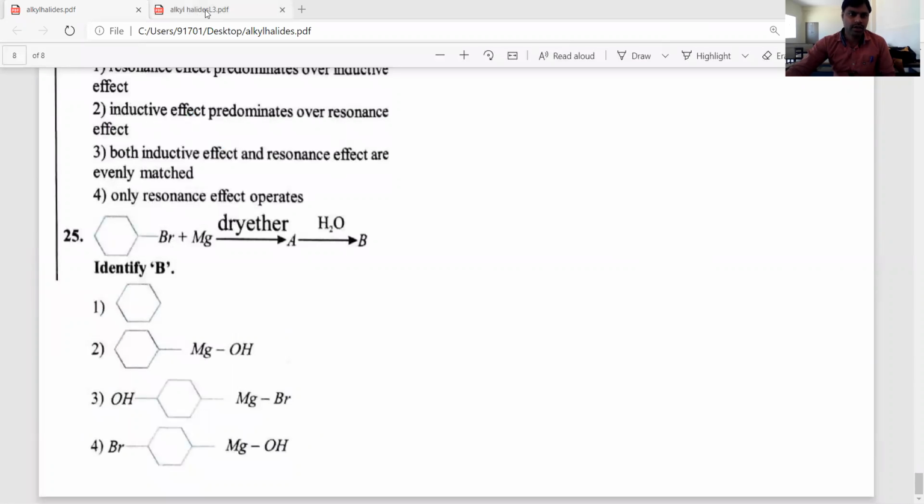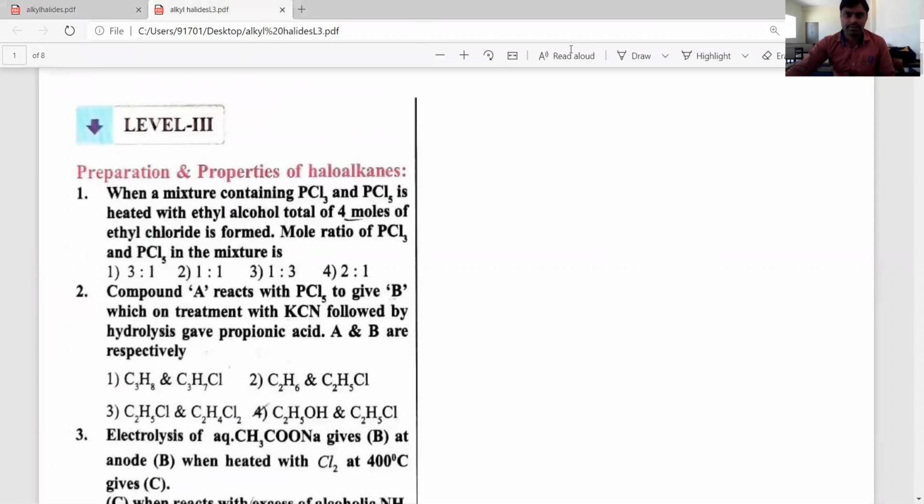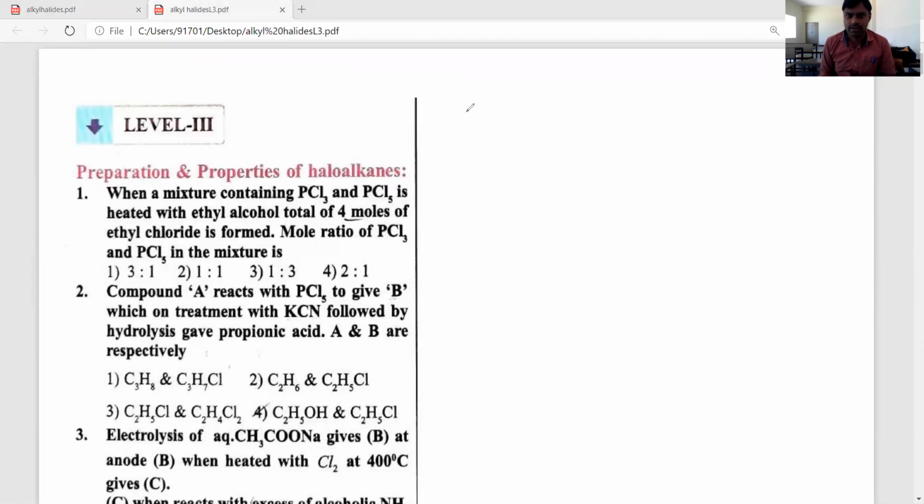Okay, level 2 is over. Now we'll discuss level 3 questions. Level 3: a mixture of PCl3 and PCl5, both present, is heated with ethyl alcohol, CH3CH2OH, and forms 4 moles of CH3CH2Cl. Ethyl chloride is formed.